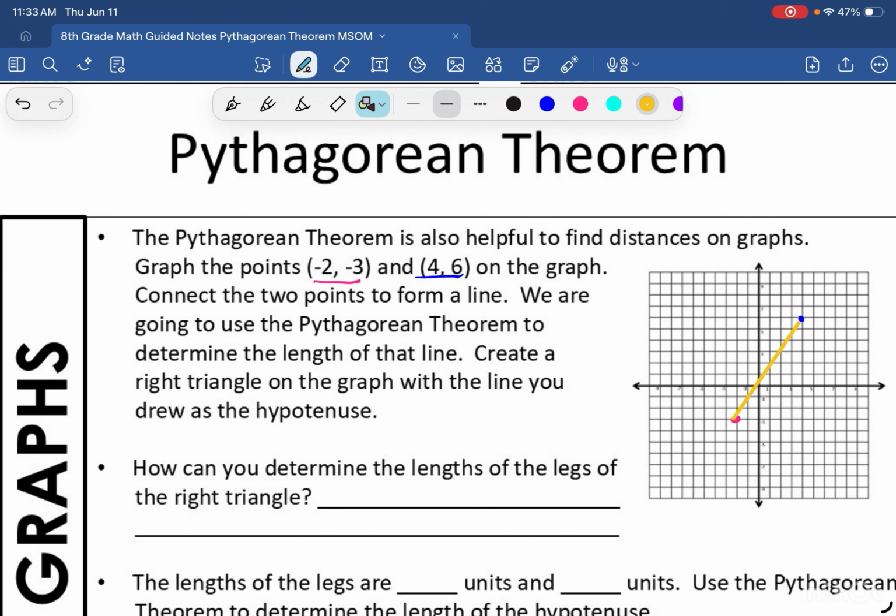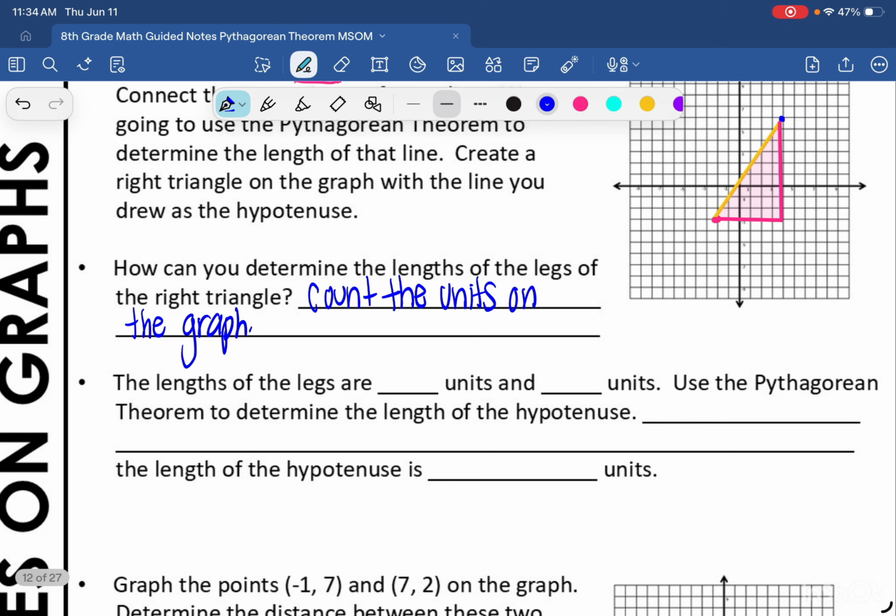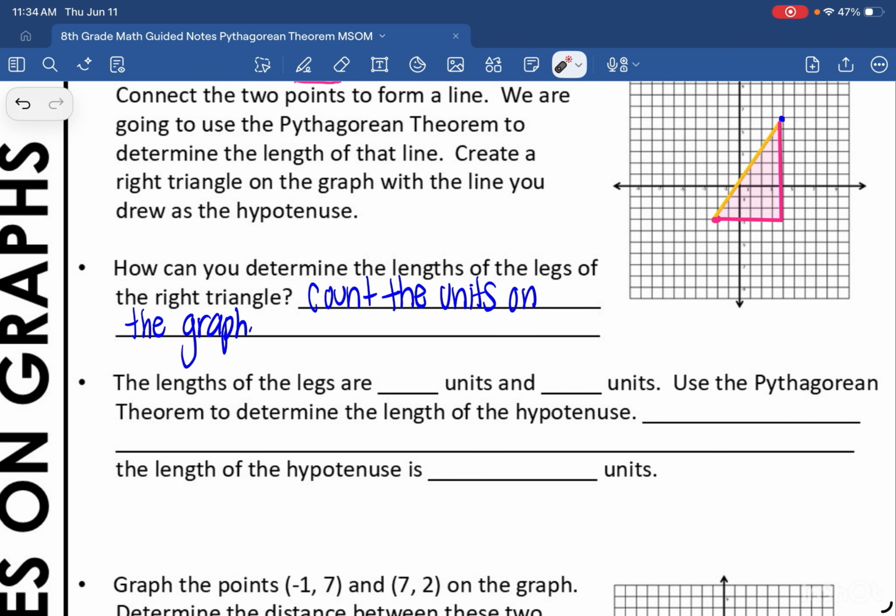To determine the length of that line, create a right triangle on the graph with the line that you drew as the hypotenuse. So we're going to create a right triangle, and now I have a right triangle. How can you determine the lengths of the legs? So how can I figure out these lengths? I can figure this out just by counting the units on the graph. The lengths of the legs are, so right here, if I count this, I have 1, 2, 3, 4, 5, 6. So that one is 6.